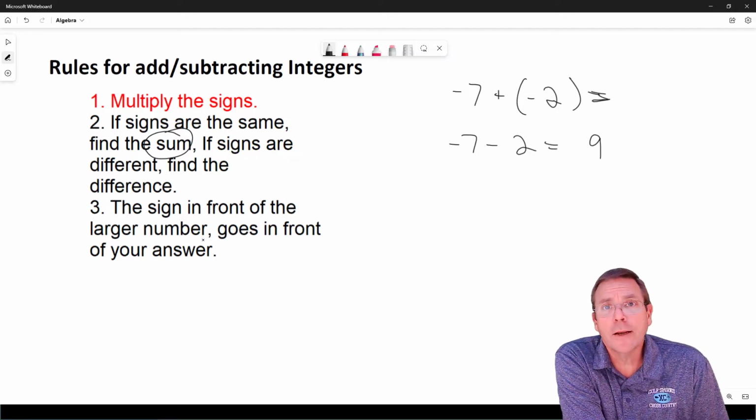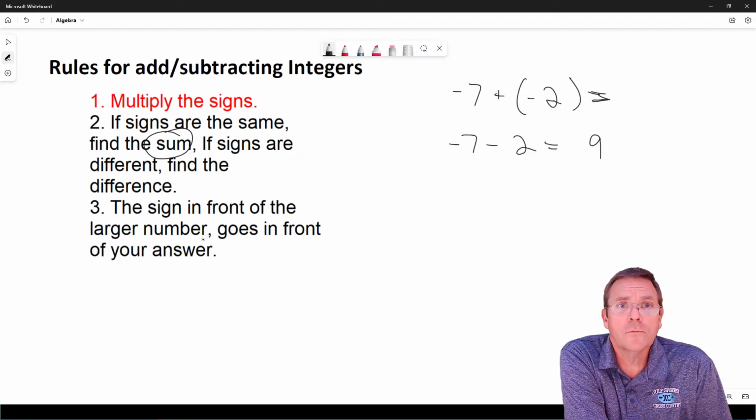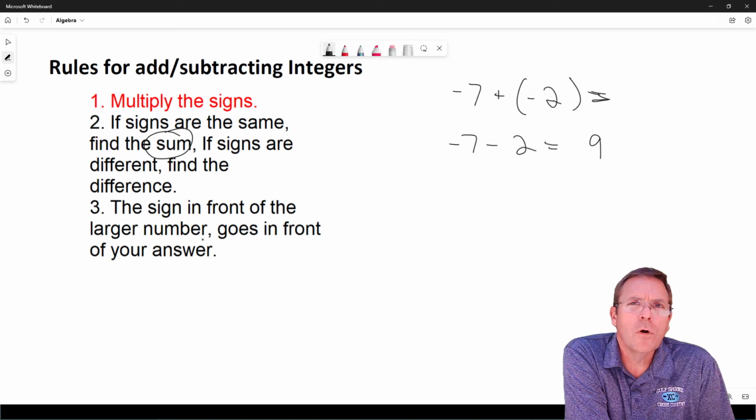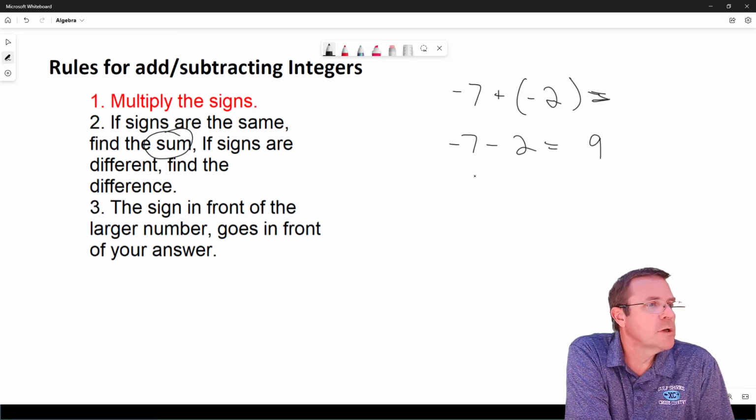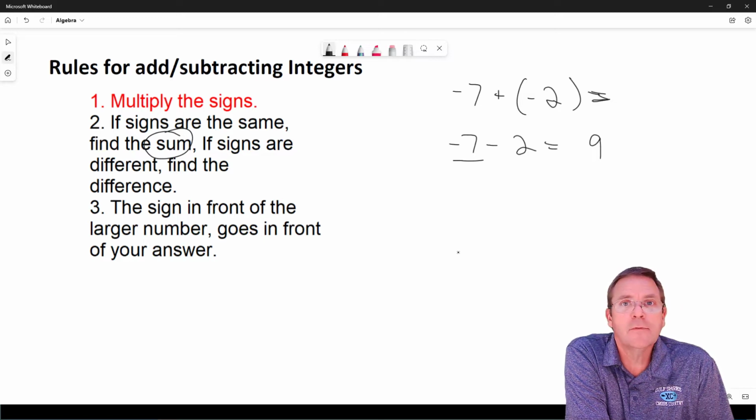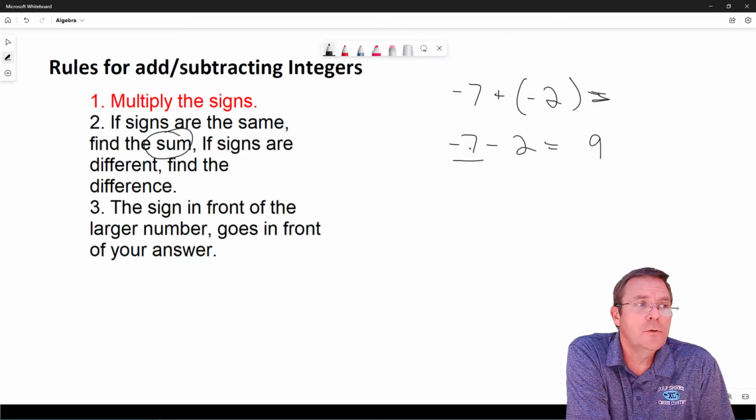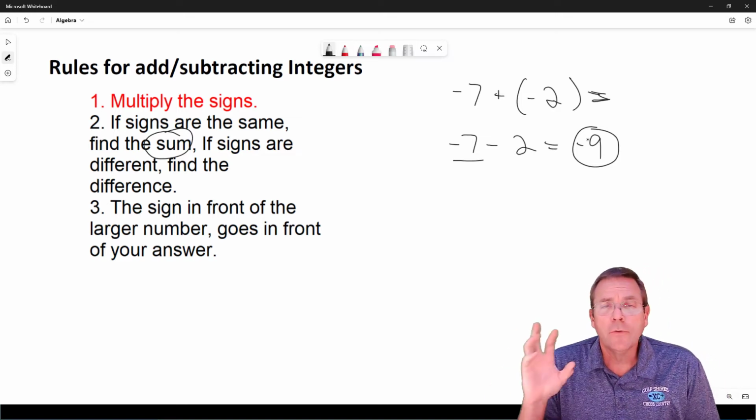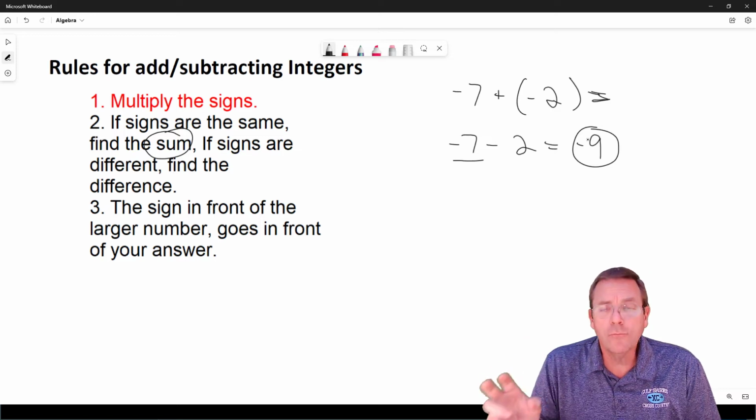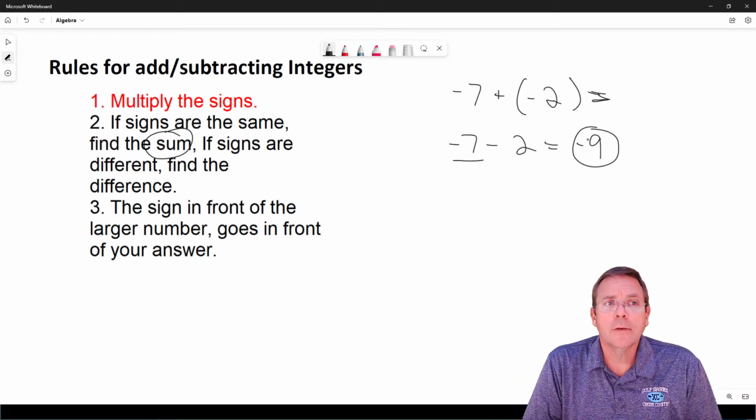And then that takes you to step 3. The sign in front of the larger number goes in front of the answer. We're looking for the larger absolute value. Which has a larger absolute value, 7 or 2? Well, that of course is going to be 7. 7 is bigger than 2. 7 is negative, so your final answer is -9. If you use Mr. Rietz's rules, you will get the answer right every single time, unless you make a silly math boo-boo.